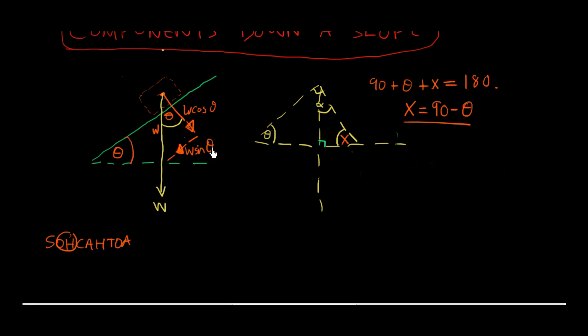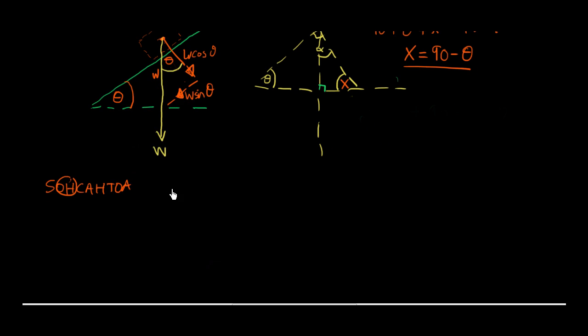First of all, the W sine theta, which is the force that's acting on this block down the slope. If this is the slope and that's the block, then if I want to know how much of this weight is going in that direction, and this is theta, then that's also theta, and therefore this here will be W sine of theta.